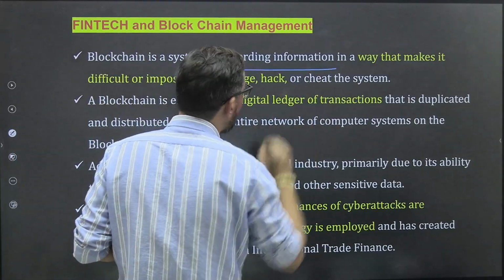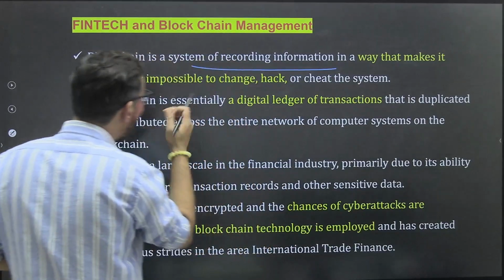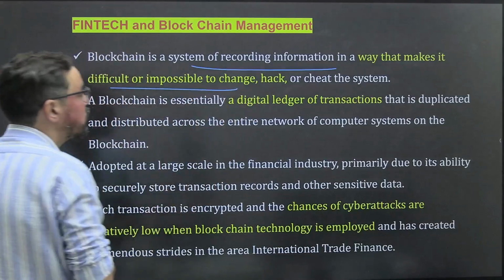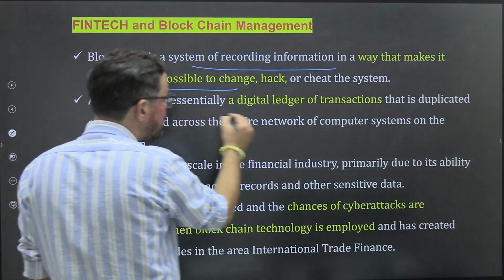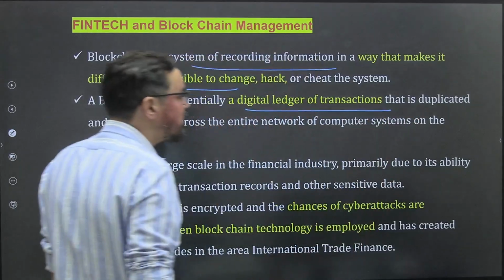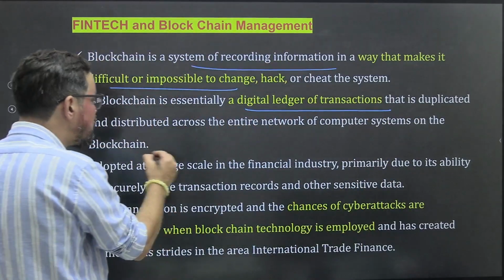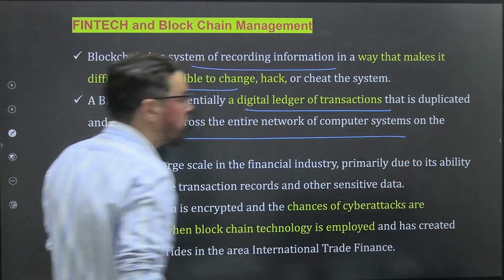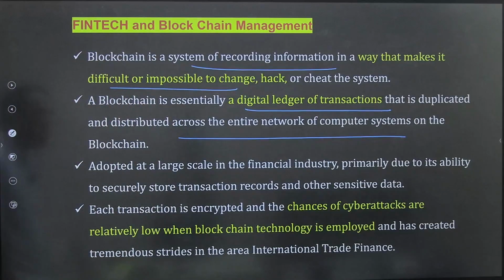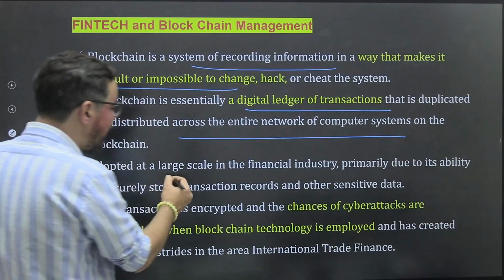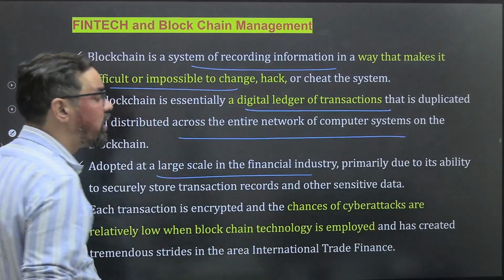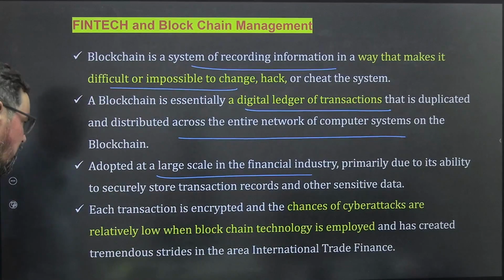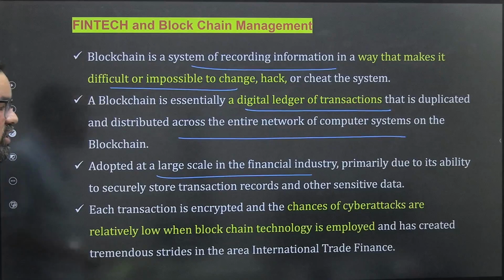system of recording information in a way that makes it difficult or impossible to change, hack or cheat the system. Blockchain is essentially a digital ledger of transactions that is duplicated and distributed across the entire network of computer systems on the blockchain. It is adopted at scale in the financial industry primarily due to its ability to securely store transaction records and other sensitive data also.